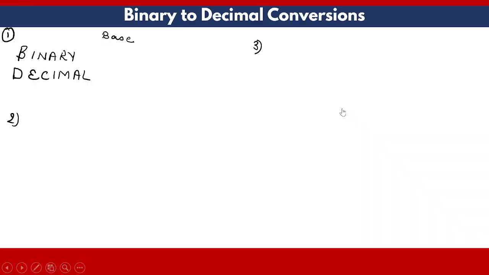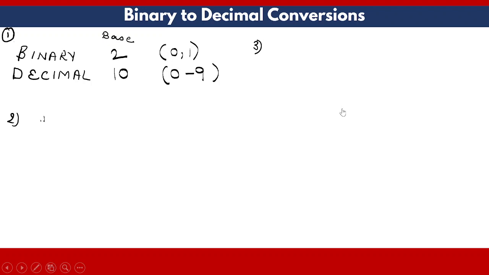For understanding the binary to decimal conversion, let us see some basic fundamentals. What is the base of binary number system? It is 2. What is the base of decimal number system? It is 10. Why? Because in case of binary number, there are two unique symbols 0 and 1 which are called bits. In case of decimal number, there are 10 unique digits from 0 to 9.